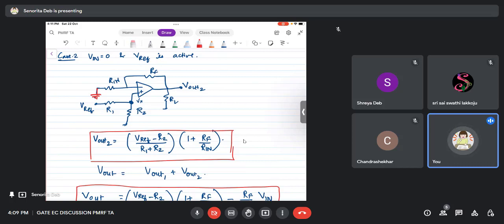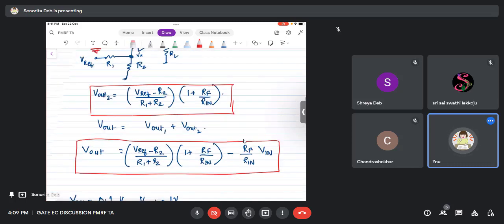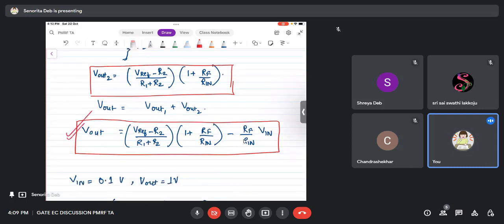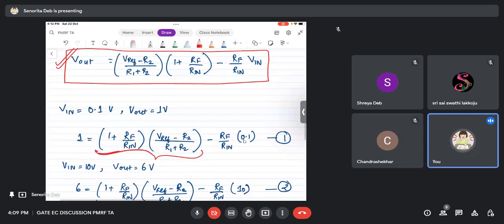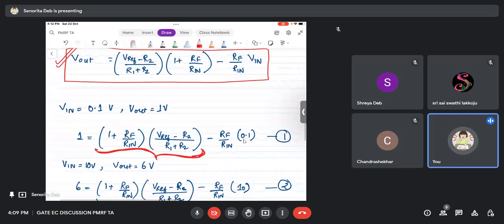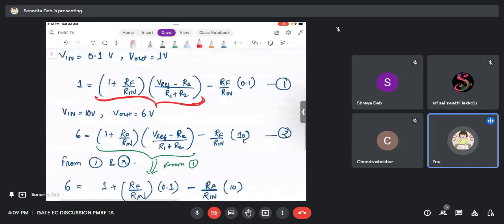Now Vout will be Vout1 plus Vout2, and therefore you arrive at this equation. Now you have two conditions: Vin is 0.1 volt and Vout is 1 volt, and another condition where Vin is 1 volt and Vout is 6 volts. You directly need to put them in. When Vin is 0.1 volt and Vout is 1 volt, if you put it in, you will get this value which I have marked in red, as 1 plus RF by RN into 0.1. This you can put in the next equation, which will come from the next condition given.